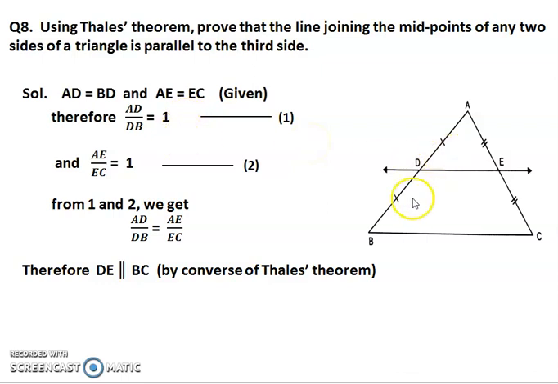We know that these sides are equal in length, AD and DB. So AD by DB, that ratio will be equal to 1. Same way, we know that AE and EC are equal in length. So the ratio AE by EC, this is also equal to 1. So which means that we can equate 1 and 2 as both are equal to 1. So we get AD by DB is equal to AE by EC. So therefore, by converse of Thales theorem, we can say that DE is parallel to BC.